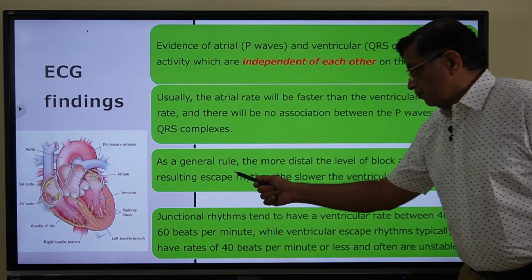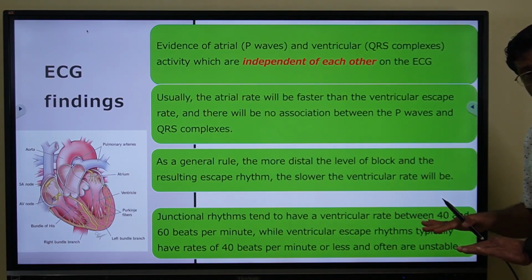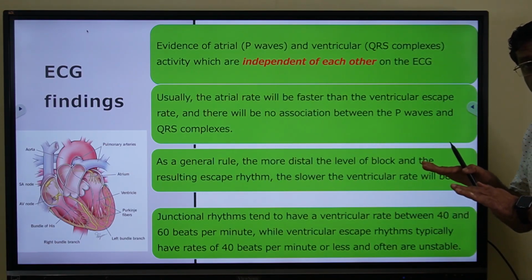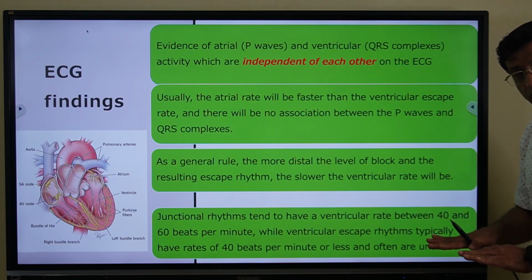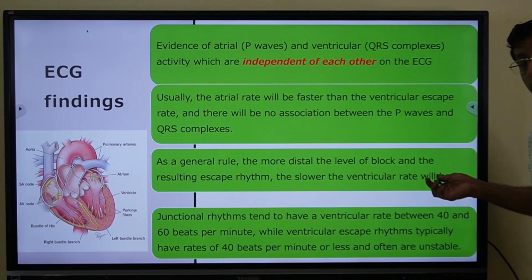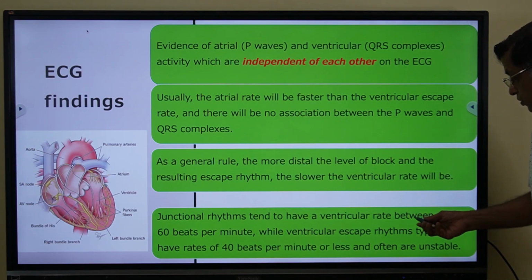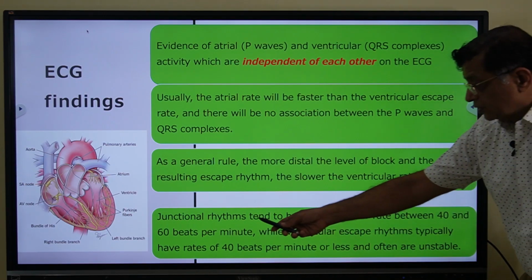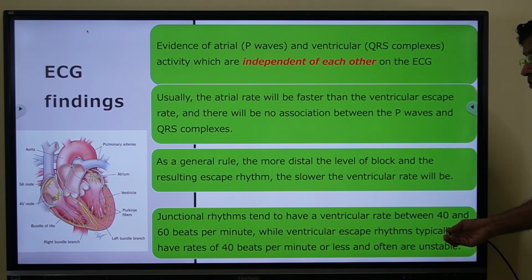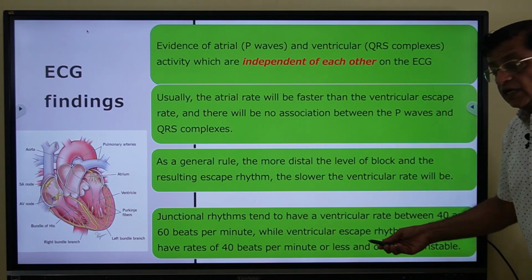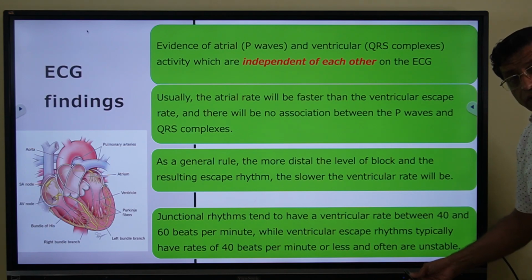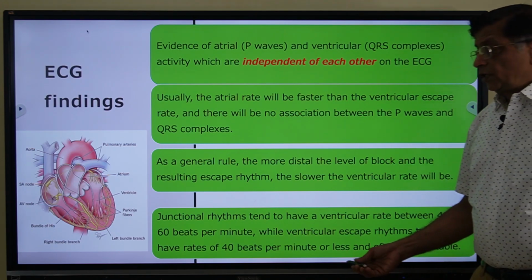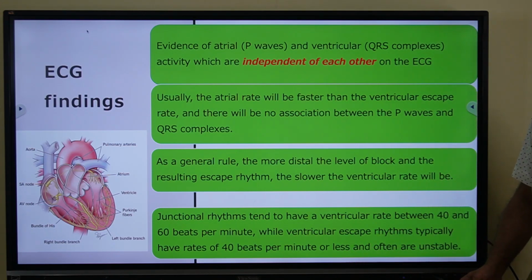As a general rule, the more distal the level of the block, if it is below the AV node or below the bundle of His, then the slower will be the escape rhythm or the ventricular rate. If a junctional rhythm is there, then the rate will be around 40 to 60. If it is an infra-Hisian rhythm, then the rate will be around 40 to 50 or even 40 per minute.